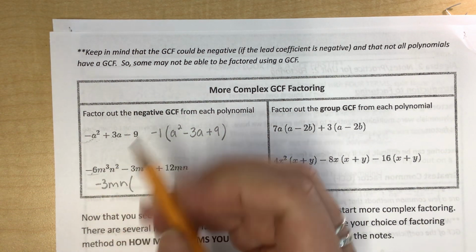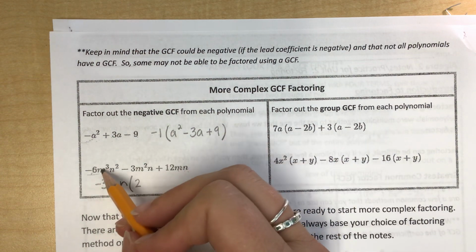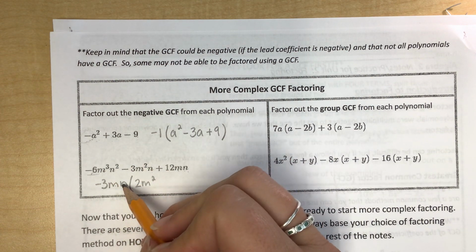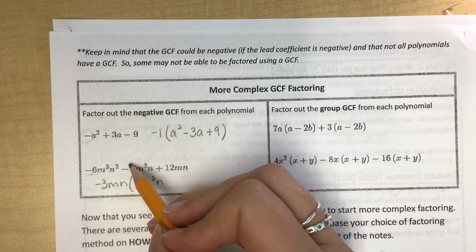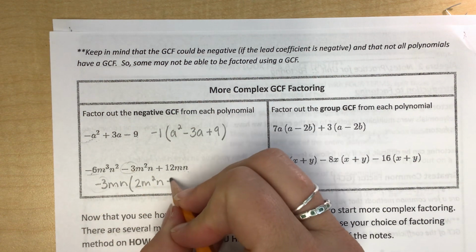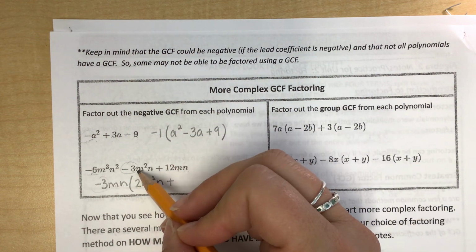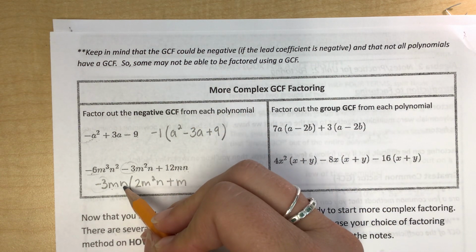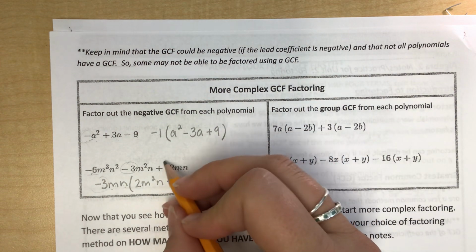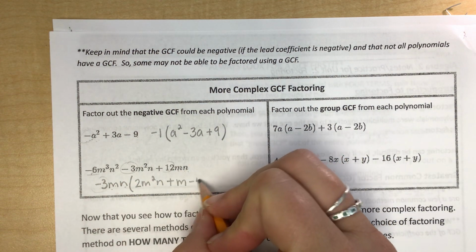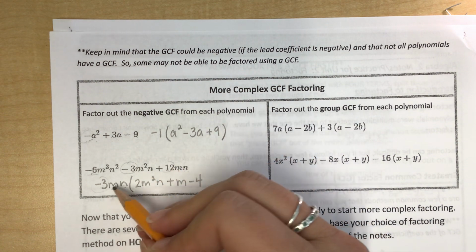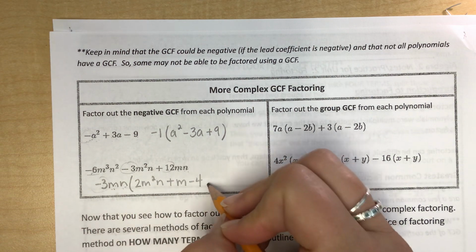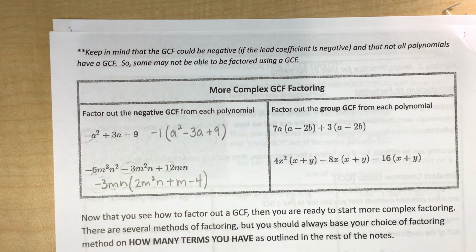So now negative 6 divided by negative 3 becomes a 2. I had 3 m's, I took 1 out, so I have m squared. I had 2 n's, I took 1 out, now I have n. Negative 3 divided by negative 3 becomes a positive 1. I had 2 m's, I took 1 m out, so now I just have m. 1 n, I took 1 n out, so I don't have any left. 12 divided by negative 3 is negative 4. I had 1 m, I took 1 m out, so I don't have any left. I have 1 n, I took 1 n out, so I don't have any left. So then that is what it looks like.